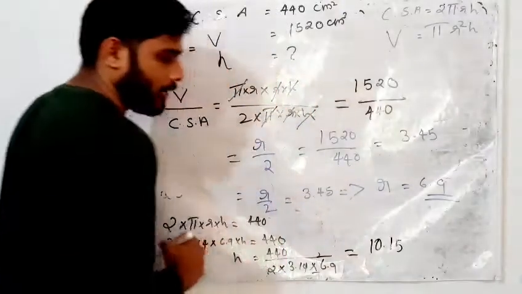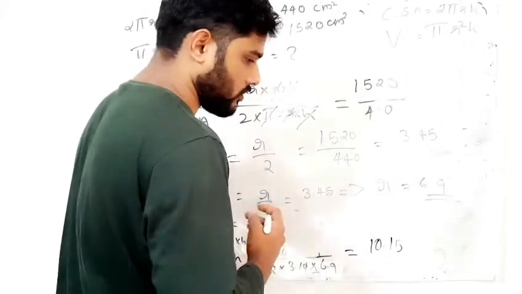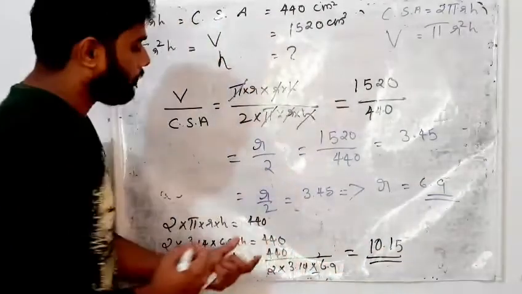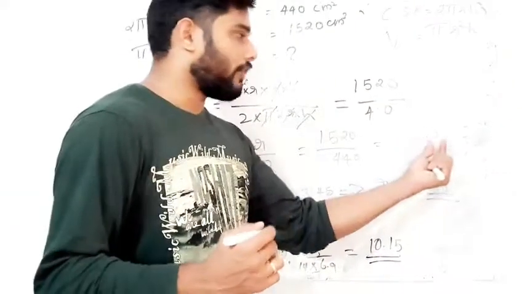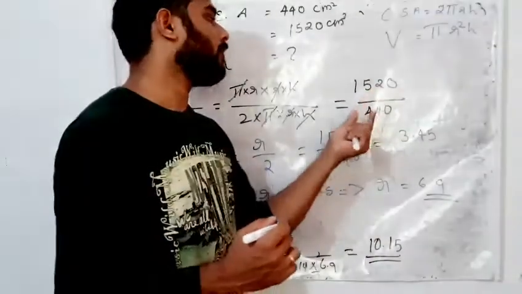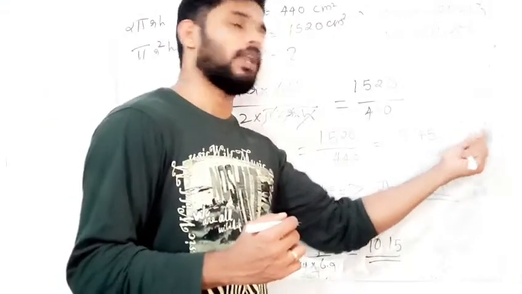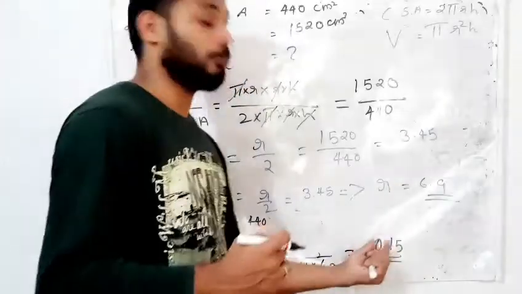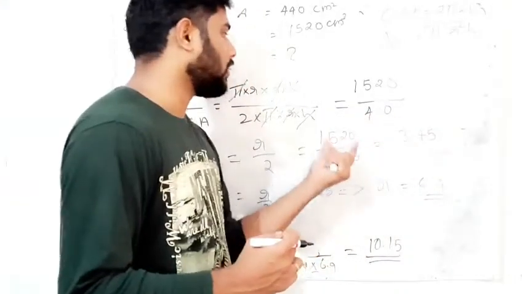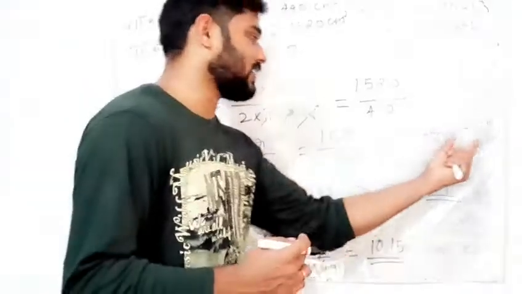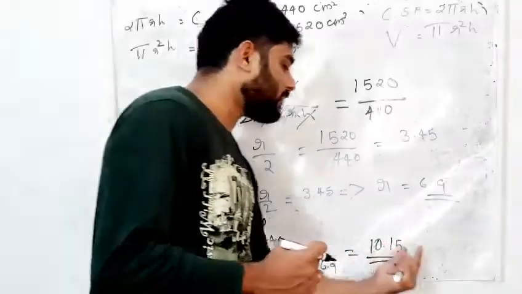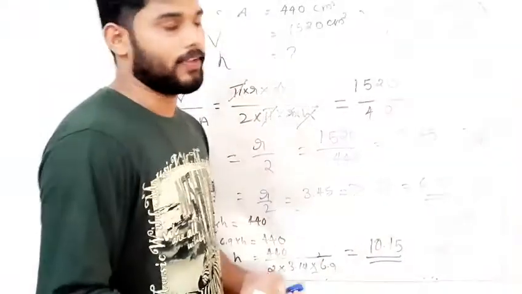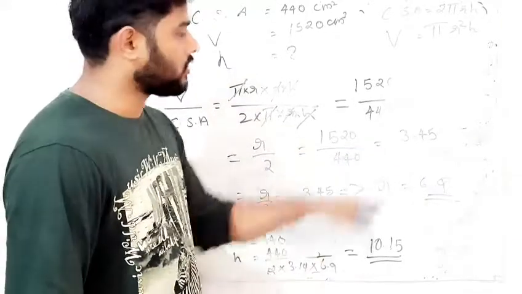You will get 10.15. Okay, 10.15 and some extra digits are also there. So here we are taking 10.15. We are choosing only the first two digits after the decimal. We didn't take the extra values. And why? If we take the exact value and the extra digits, then the divide and multiplication will become very difficult. That's why we are choosing only the first two digits.